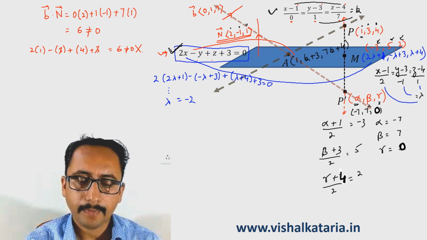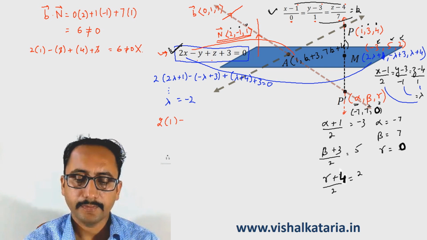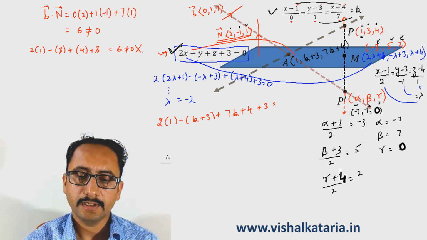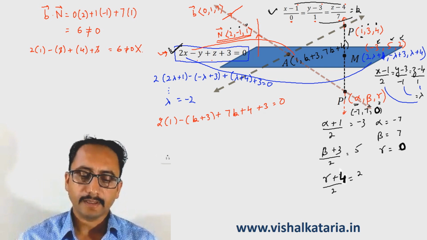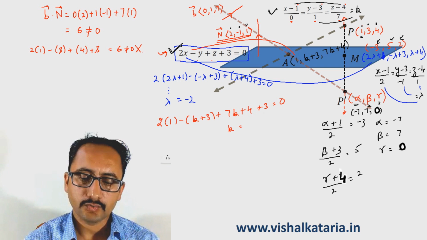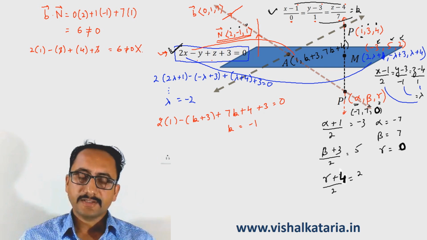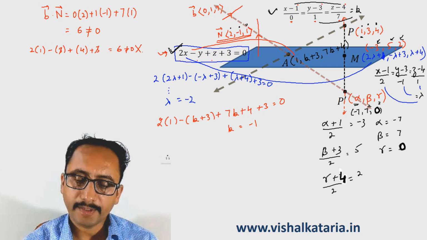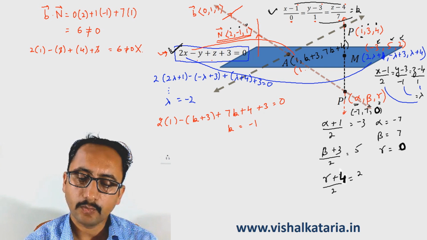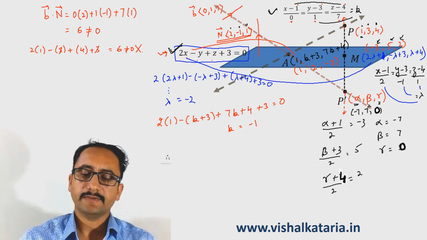If I substitute the coordinates of point A in the equation of the plane, it should satisfy. It means substitute. So 2 times 1 minus (k plus 3) plus (7k plus 4) plus 3 equals 0. And solving, I will get k equals minus 1. If I substitute the value of k, I will get the coordinates of point A, and the coordinates of point A will be 1, 2, minus 3.